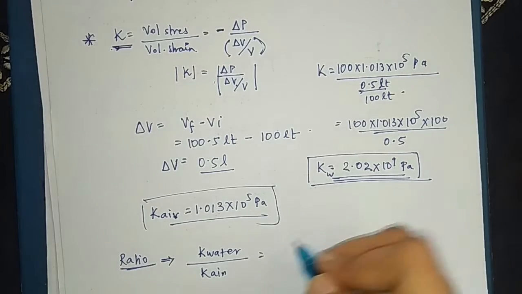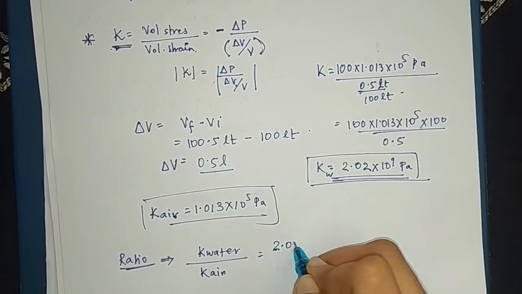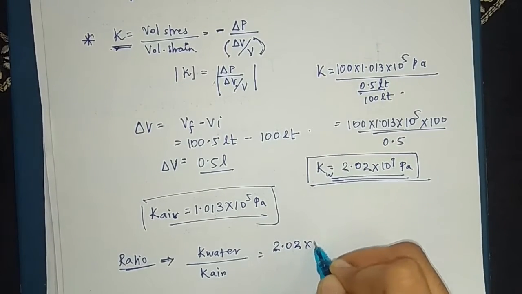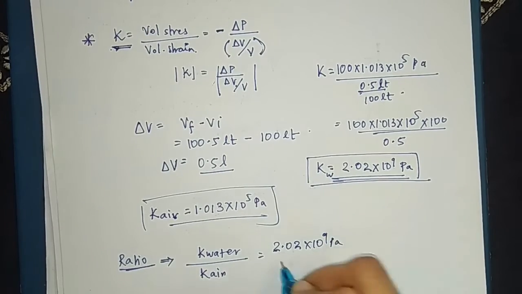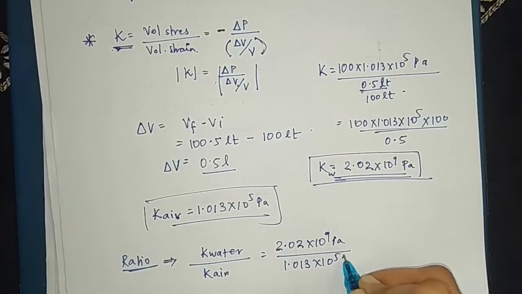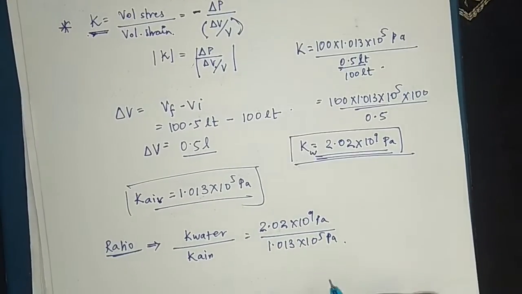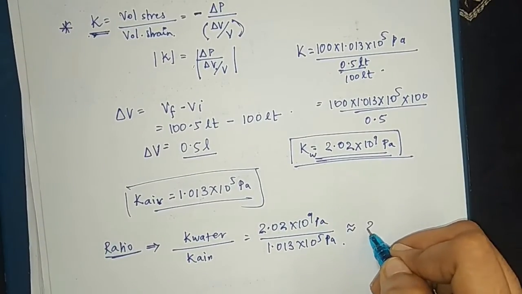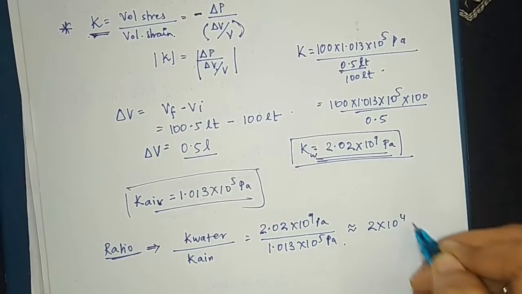So for comparing, I'll write the bulk modulus of water divided by the bulk modulus of air. The bulk modulus of water is 2.02 times 10 raised to 9 pascal divided by 1.013 times 10 raised to 5 pascals. So it is nearly equal to 2 times 10 raised to 4.